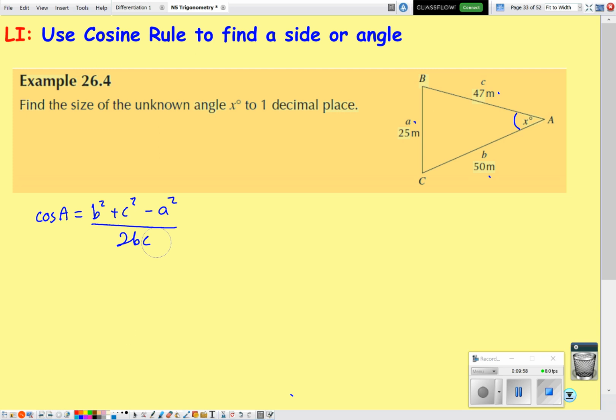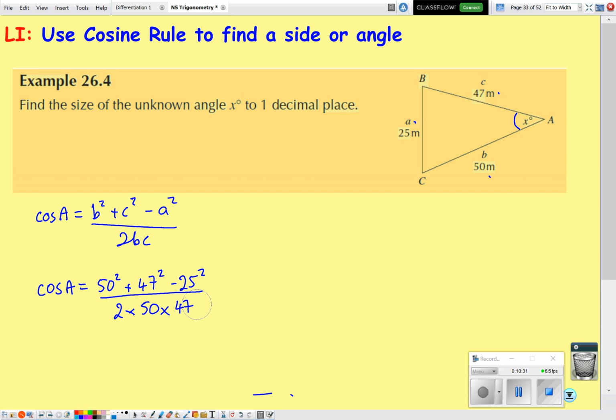Sub in the numbers, right? So cos of A equals b's 50, 50 squared, plus 47 squared, take away 25 squared, all divided by 2 times b times c.